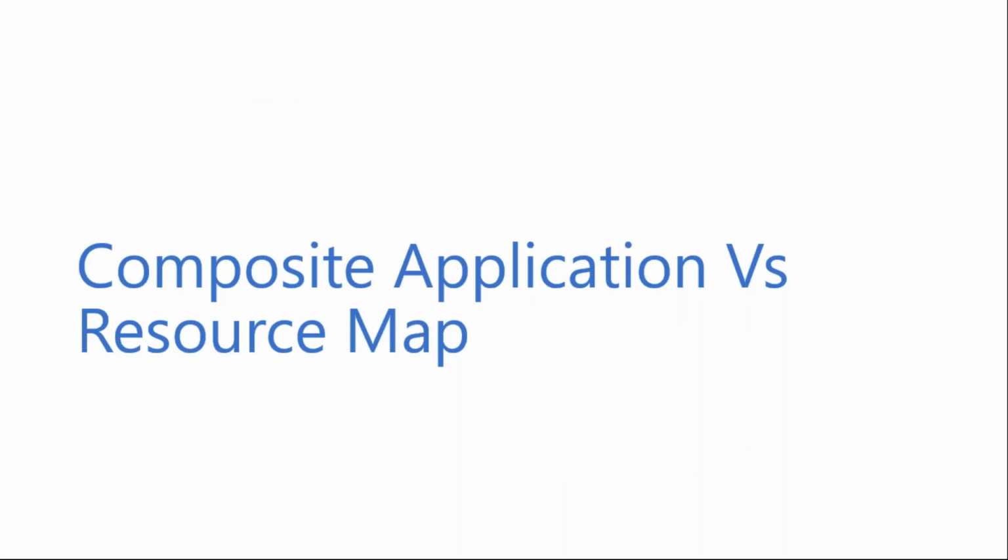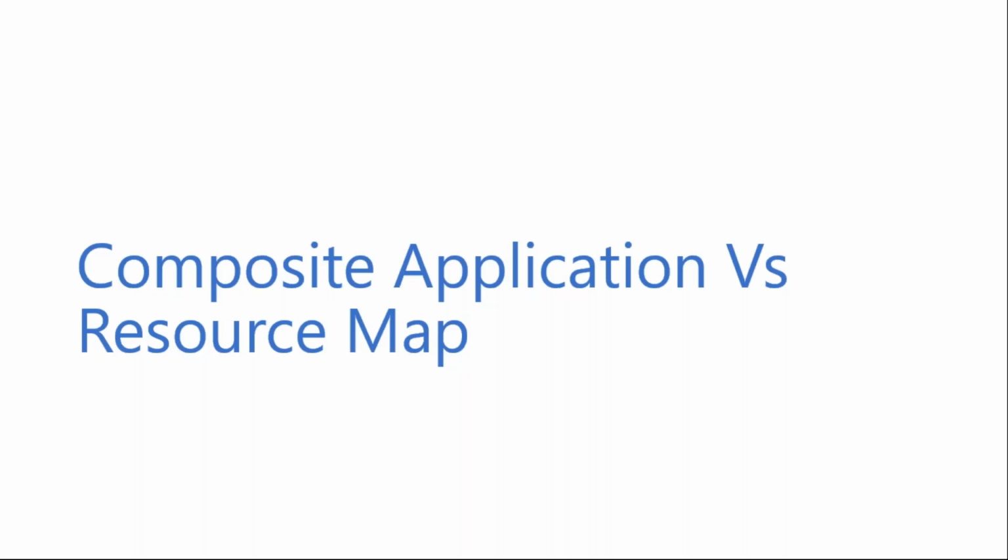So here we are completely speaking about the resource map and how we can group everything with it, and how we can visualize cost with the resource map. But we also have another capability called composite application, which is also a form of grouping your Azure resources. Users want to know what the actual difference is between composite applications and resource map.